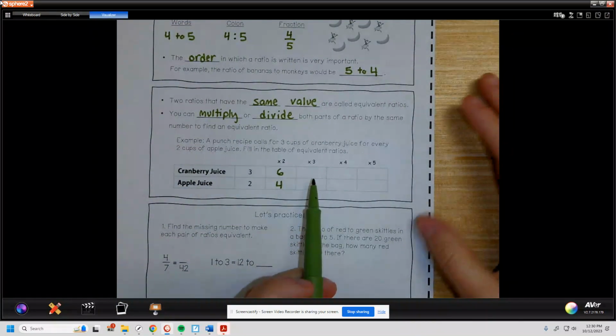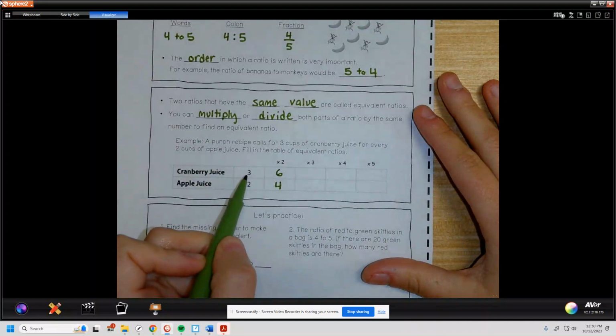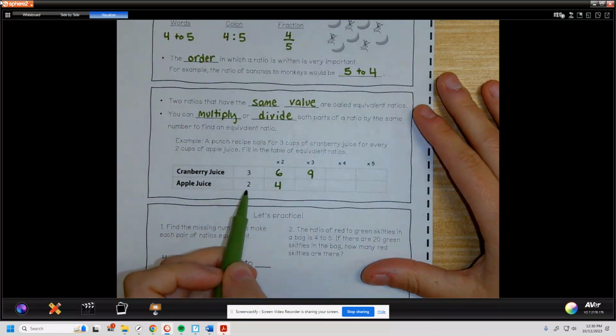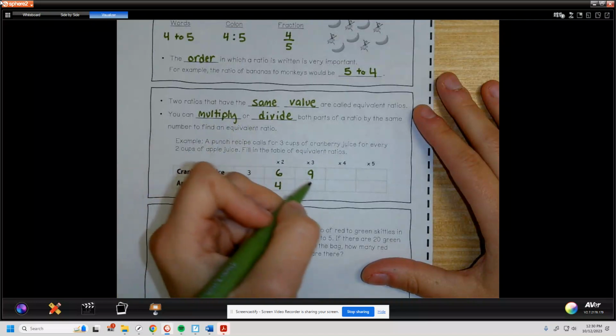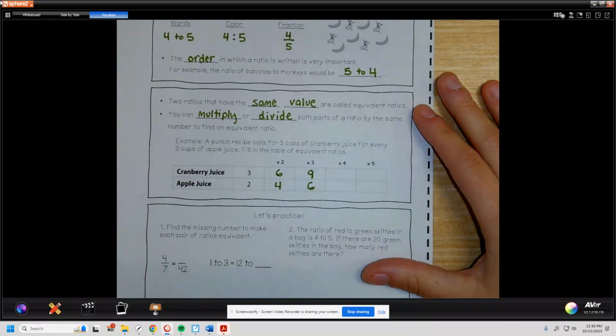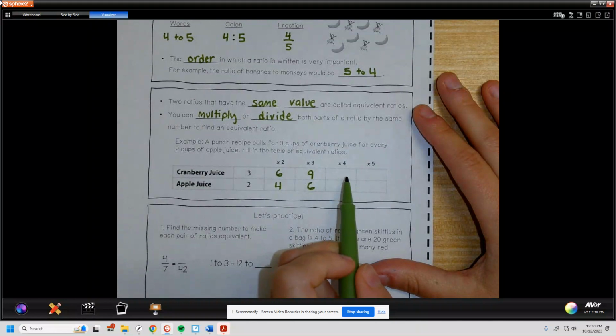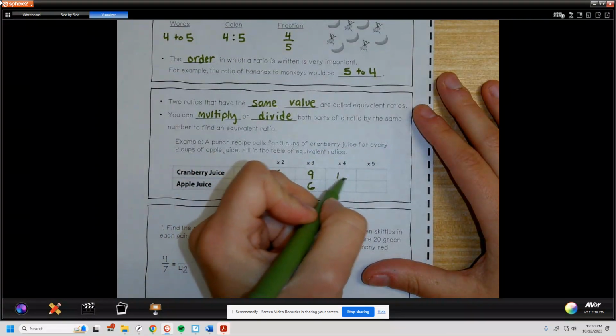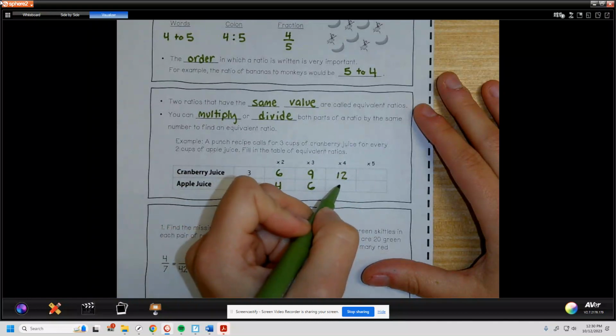And then if you want to triple the original recipe, you would go back here. So 3 times 3, that would be 9 cups of cranberry, and 2 times 3 would be 6 cups of apple. If you want to quadruple the recipe, go back and here. 3 times 4 is 12. 2 times 4 is 8.